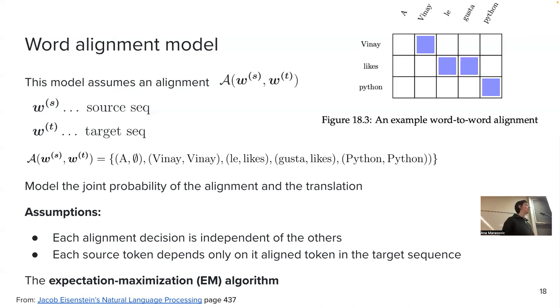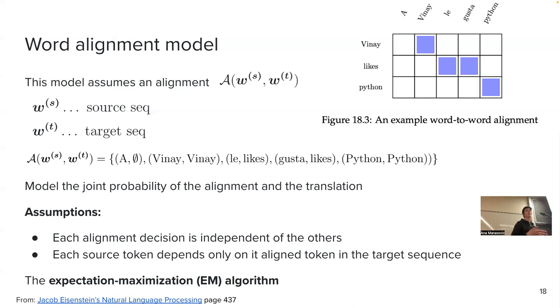We will not work through that, but if we had, we would have a similar kind of approach, like when we tried to derive logistic regression, where we say the probability of alignment, the joint probability of alignment and the translation equals something. We would use some assumptions, such as that each alignment decision is independent of each other, which is questionable, and that each source token depends only on its aligned token in the target sequence, again questionable. But as always in machine learning, we bring in these assumptions to make a probability that we wouldn't know how to model and compute.